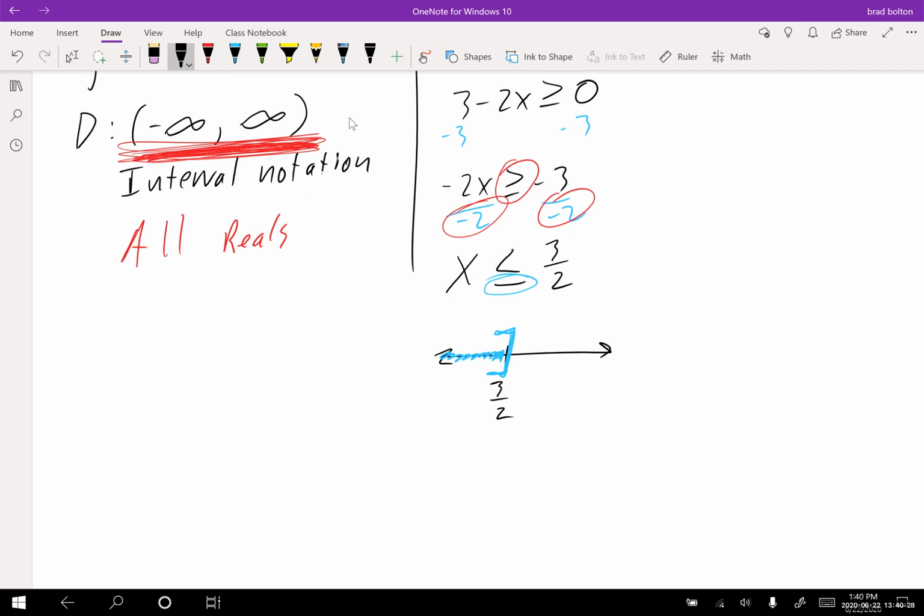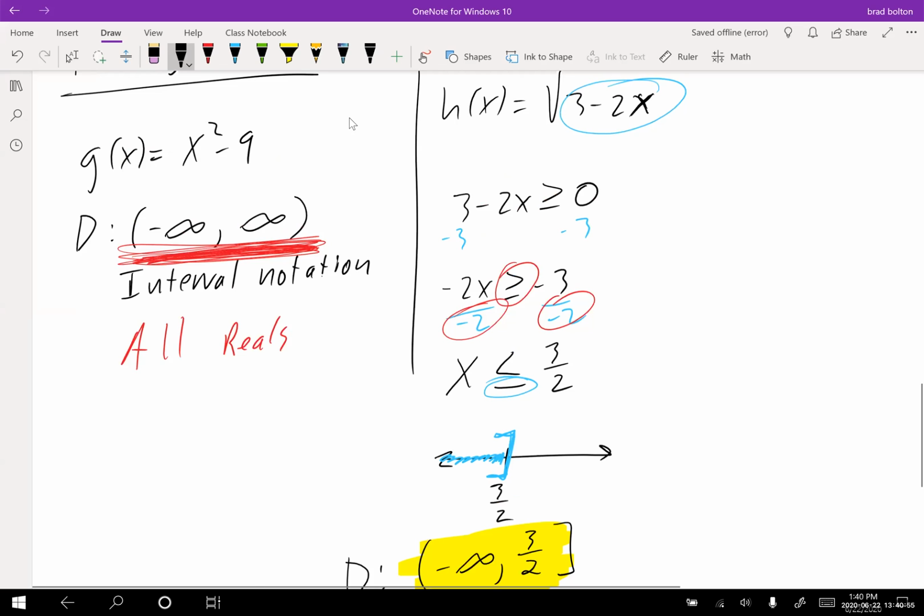So then my interval is actually from negative infinity. You always start with the smaller number on the left. So think of all the numbers over here. These are all really small negatives, right? So negative infinity, and I'm going to stop at 3/2. And that would be my answer. That would be the domain. Okay.